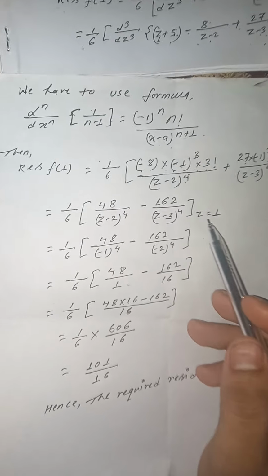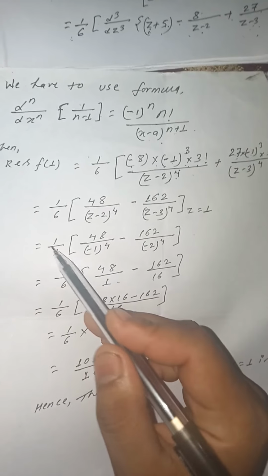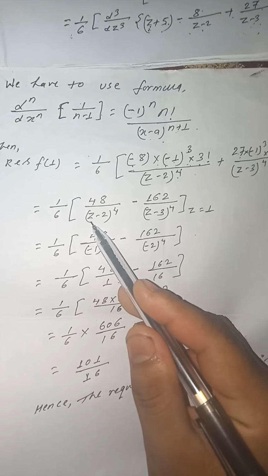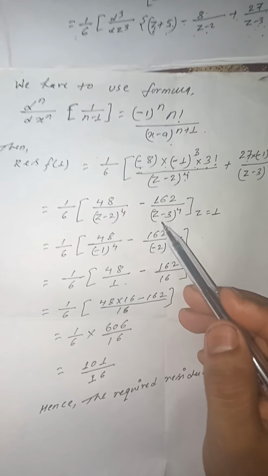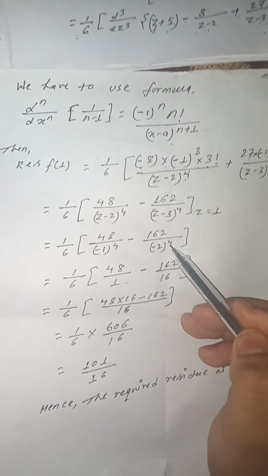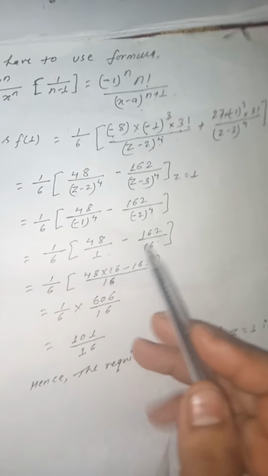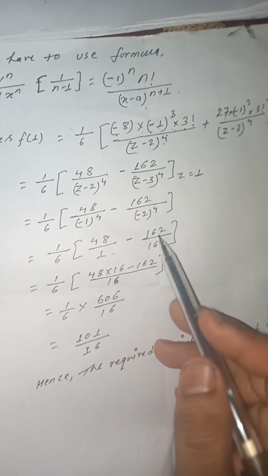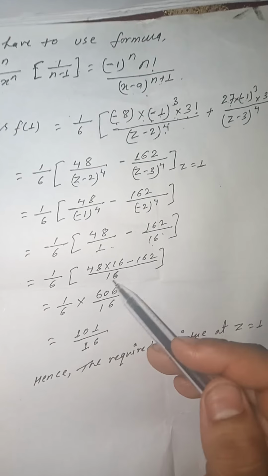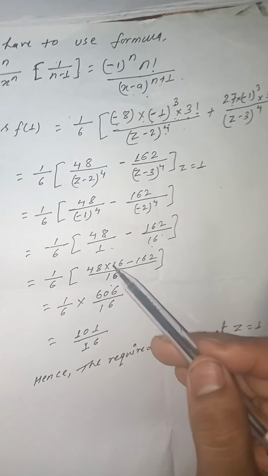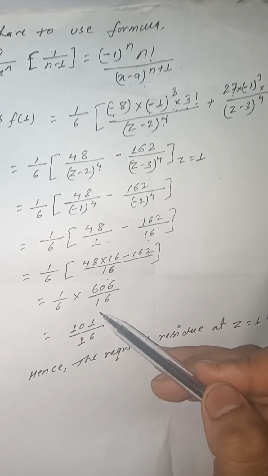Now put the value z equal to 1 in this expression. Then we get 1 upon 6 times 48 upon, in place of z we put 1, 1 minus 2 power 4, minus, in place of z putting 1, 1 minus 3 is minus 2 power 4. Now 1 upon 6 times 48 upon 1 minus 162 upon minus 2 power 4, which is 16. Taking the LCM of 1 and 16, which is 16, we multiply 48 into 16 minus 162. Solving it, we get 606 upon 16.